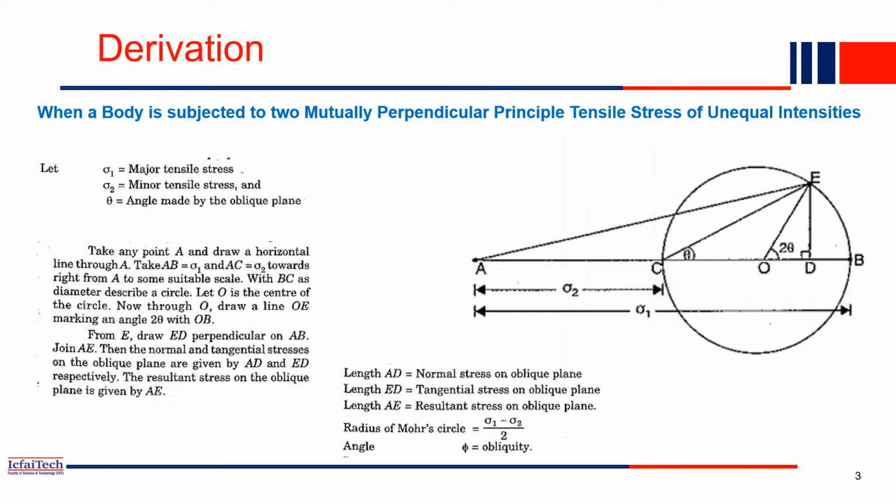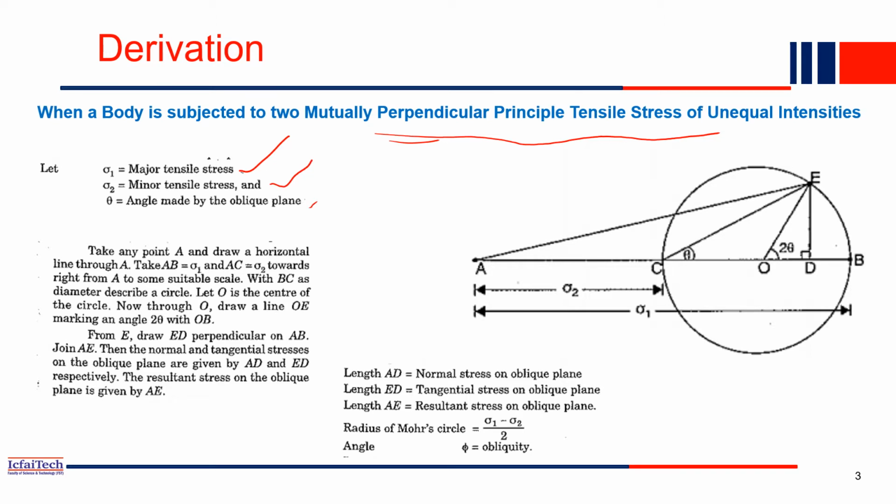This is a derivation for when a body is subjected to two mutually perpendicular principal stresses, and how to draw the Mohr circle. Basically the Mohr circle is used to find the normal stress, shear stress, and the resultant stress or resultant force in a particular section. So let's assume something here. Sigma 1 is the major tensile stress, sigma 2 is the minor tensile stress, and theta is the angle made by the oblique plane.